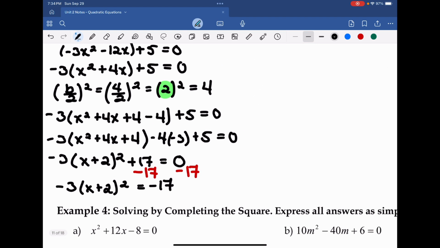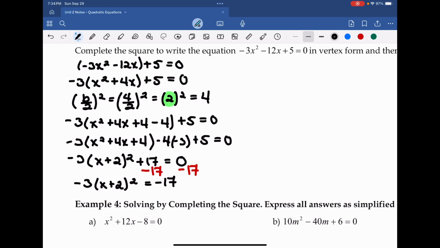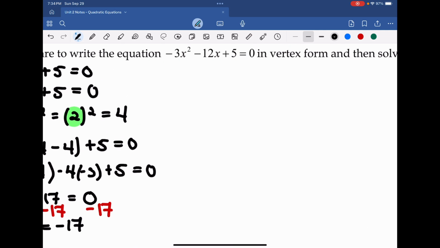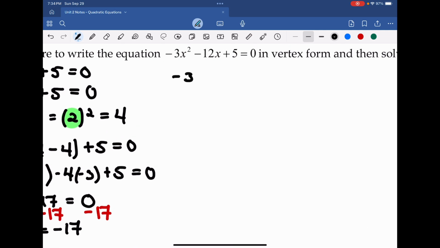We're going to do that up above on the right-hand side here. So we have that term of negative 3x plus 2 squared equals negative 17. I'm going to rewrite this up here. So negative 3x plus 2 all squared is equal to negative 17. We're going to divide both sides by that coefficient.